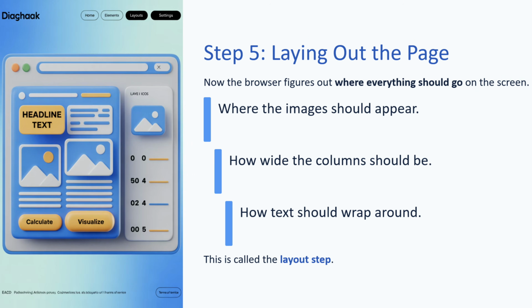Step 5 is laying out the page. Now the browser figures out where everything should go on the screen: where the images should appear, how wide the column should be, how text should be wrapped around, etc. This is called the layout step.